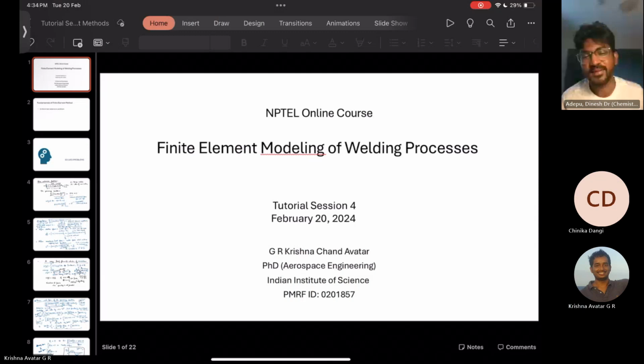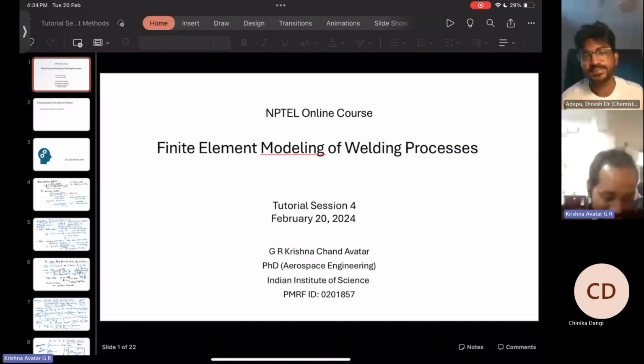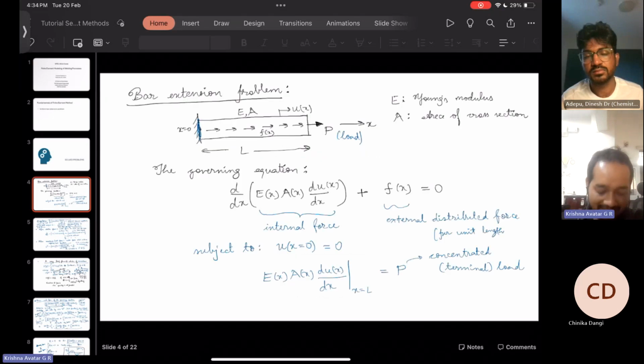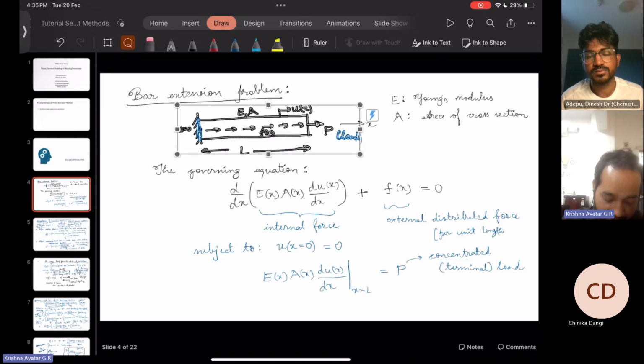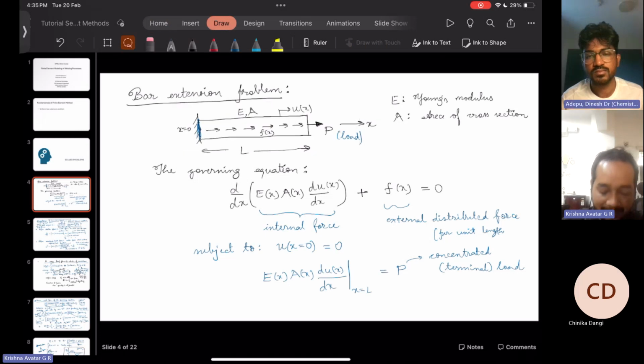Yeah, fine. So we'll review what we had discussed in the previous sessions. Essentially, we are attempting to solve a bar extension problem, which is this here. It's a bar with the left hand fixed and a terminal load applied on the right hand side, as well as the distributed load here.